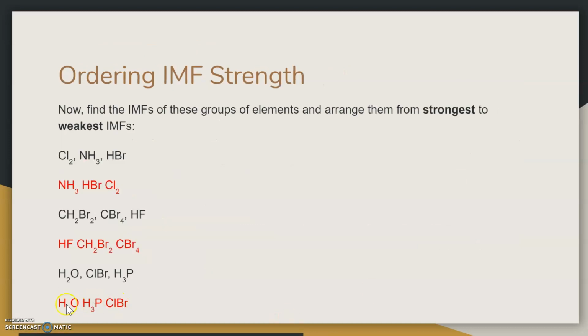So as you can see here, H2O is the strongest, H3P, which is dipole-dipole, is in the middle, and then the weakest, ClBr, is over here with London dispersion forces. All right, kiddos, so that is how the flow chart works. Good luck during week 2.